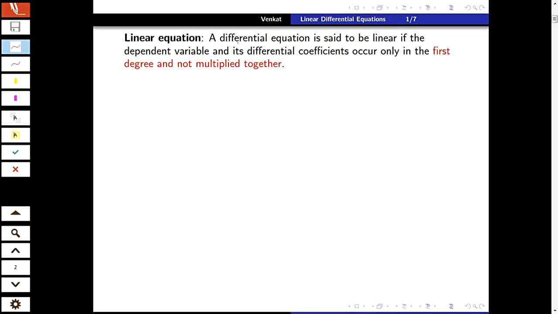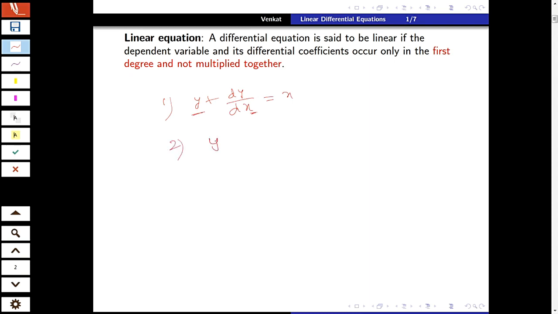What do you mean by a linear differential equation? It is linear in the dependent variable if the dependent variable and its derivatives occur only in the first degree and are not multiplied together. See here, for example, 5 plus dy by dx. Here x is independent and y is the dependent variable, of degree 1, and they are not multiplied together.